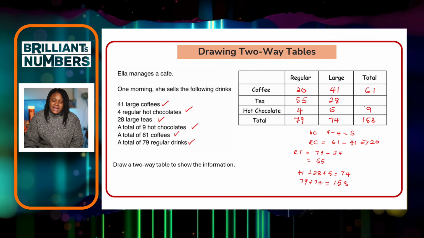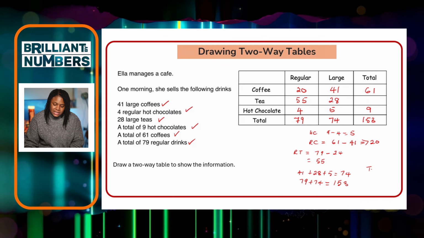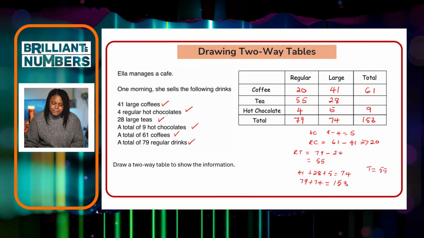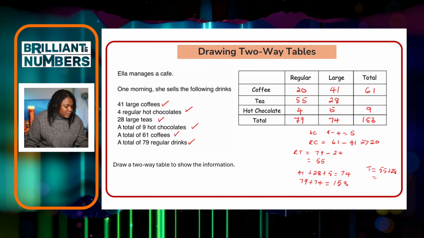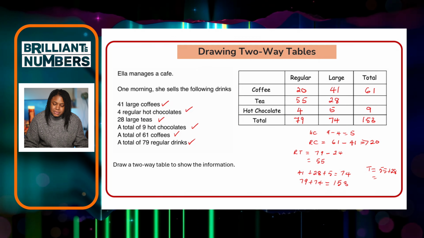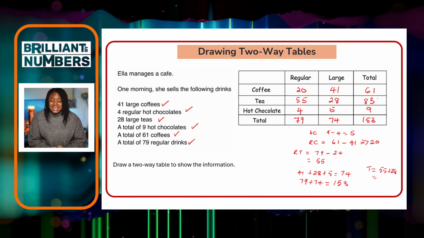Now I just need to find the total for tea, which I can do by adding 55 and 28, so tea is equal to 55 add 28, that gets me 83. Now we have completed our table.